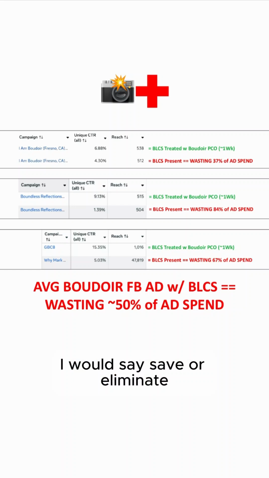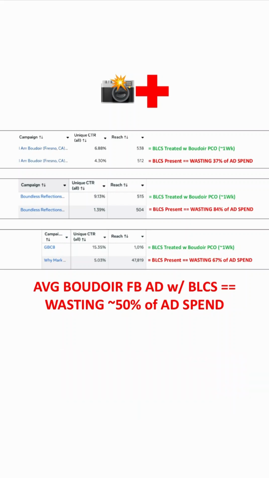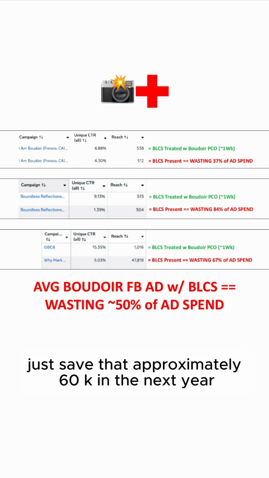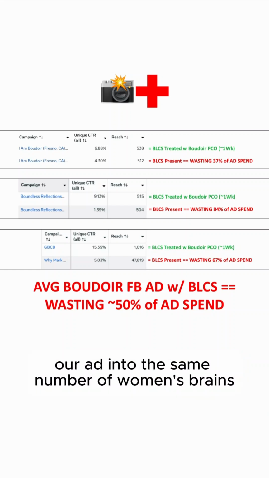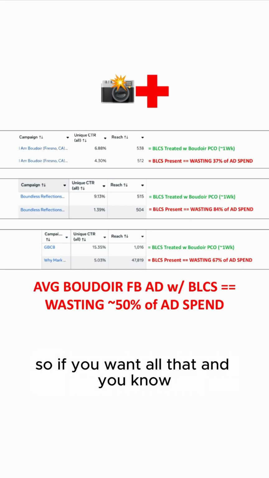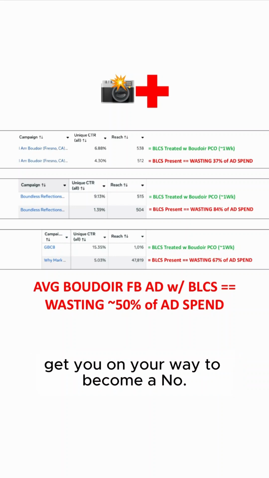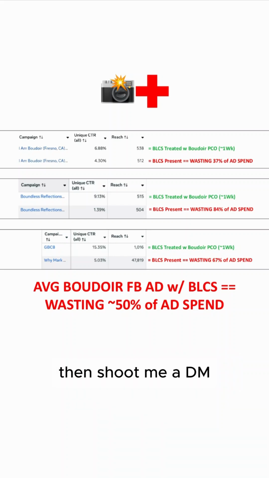I would say you want to save or eliminate approximately 5 grand a month in Boudoir Facebook ad costs. Literally just save that, approximately 60K in the next year, and still get all of our ad into the same number of women's brains because we'd be running the Boudoir Pico treated ad. So if you want all that, and to get on your way to becoming the number one Boudoir photographer in your city, then shoot me a DM.